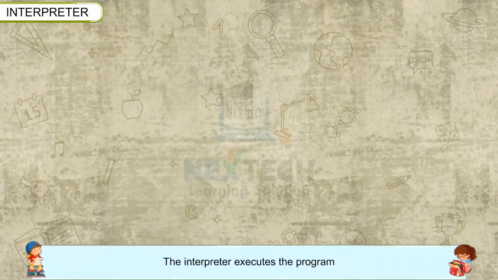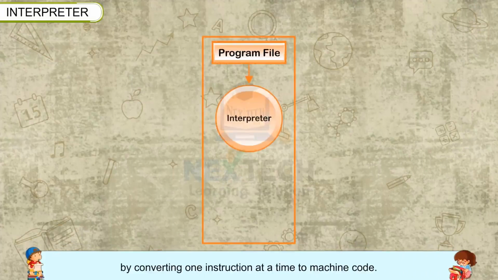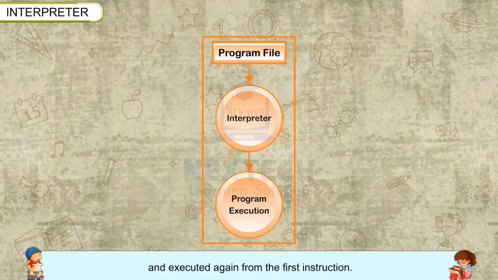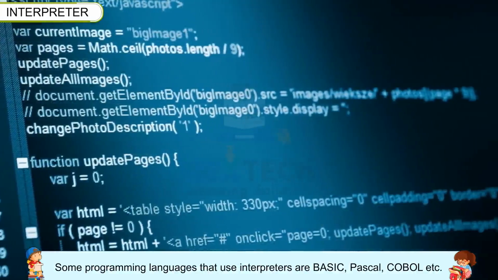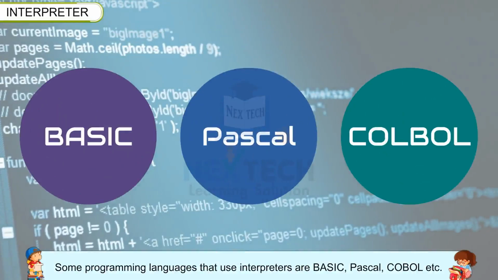Interpreter. The interpreter executes the program by converting one instruction at a time to machine code. If an error occurs during the execution, the interpretation task stops and the program needs to be corrected and executed again from the first instruction. That is the reason why interpreters are slow in execution. Some programming languages that use interpreters are Basic, Pascal, COBOL, etc.